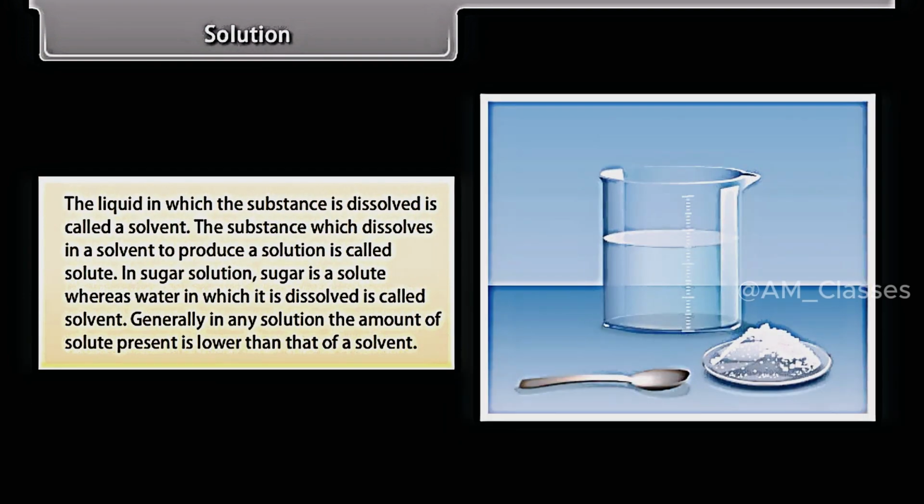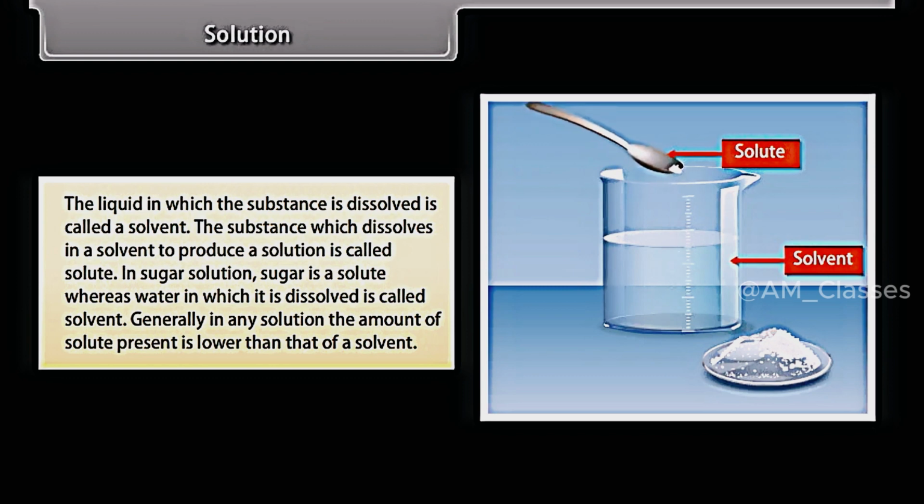The liquid in which the substance is dissolved is called a solvent. The substance which dissolves in a solvent to produce a solution is called solute. In sugar solution, sugar is a solute, whereas water in which it is dissolved is called solvent. Generally, in any solution, the amount of solute present is lower than that of a solvent.